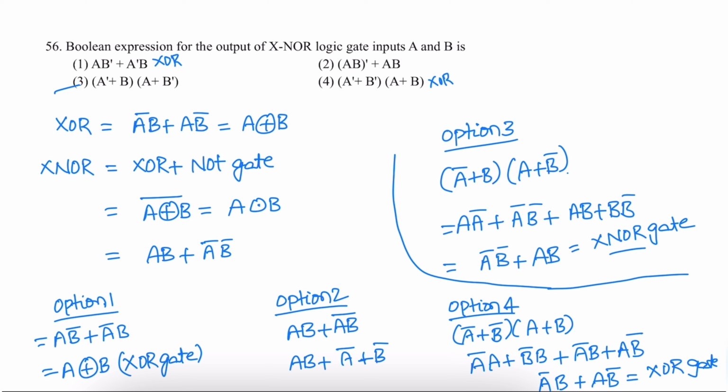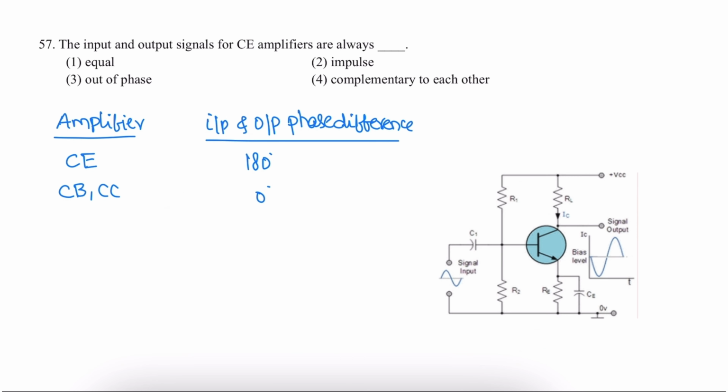So in the question they have asked which of the following expressions will give the XNOR gate output. That is option 3. Next question.